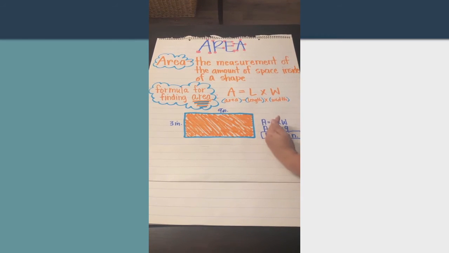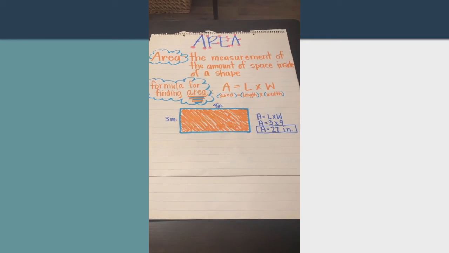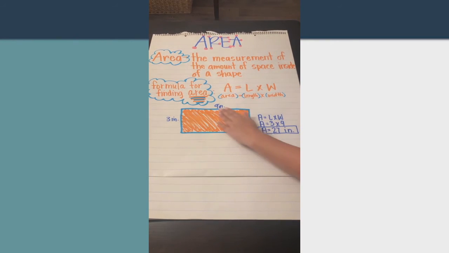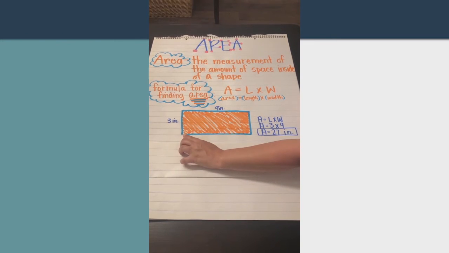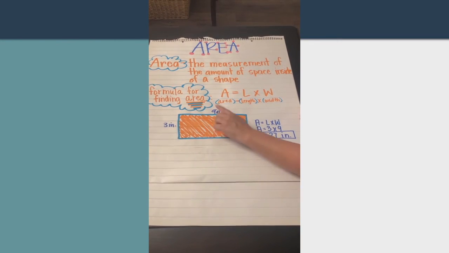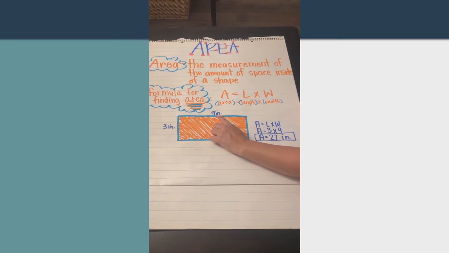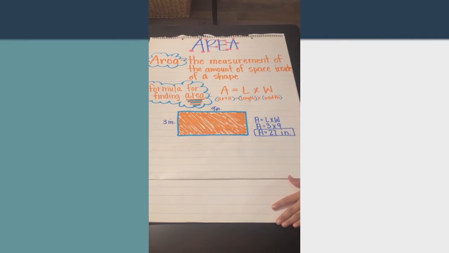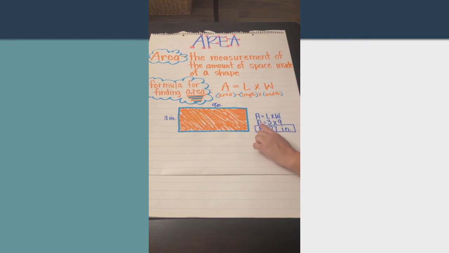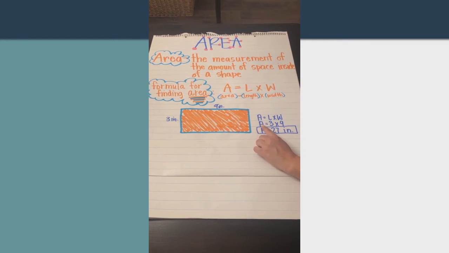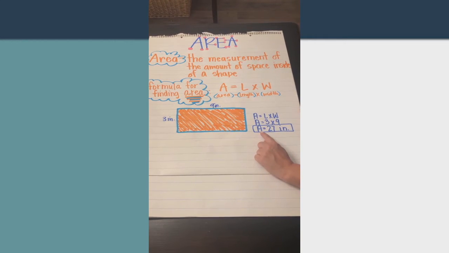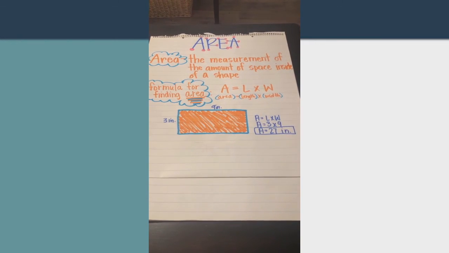So if we have this shape right here, all of the orange inside of this rectangle is the amount that is filled in, the space that takes up this shape. So if we have a side length that measures 3 inches and a width that measures 9 inches, you can multiply the side lengths together to get your total area. So A equals length times width. Therefore, in this case, it would be A equals 3 times 9. And I know 3 times 9 is equal to 27. So therefore, the area for this shape is 27 inches.